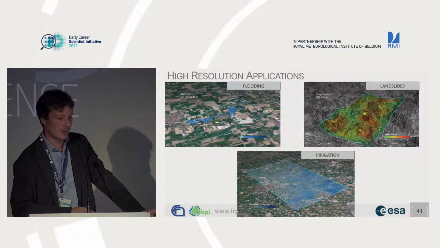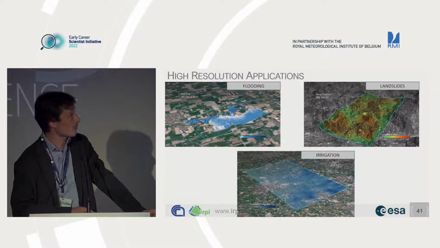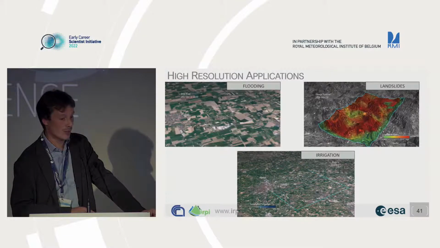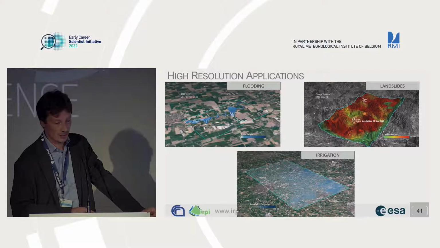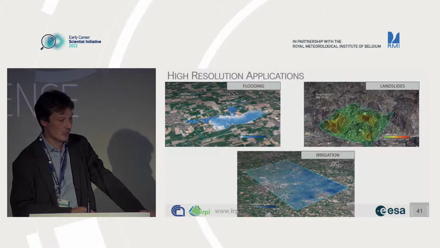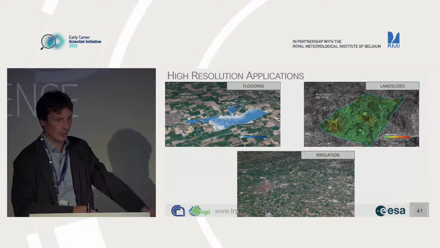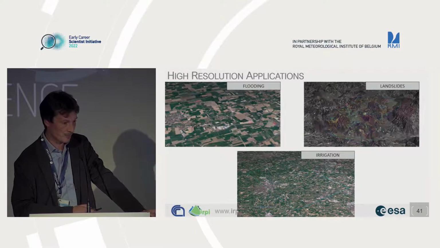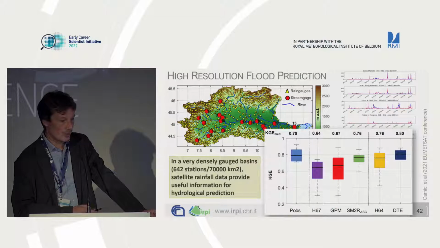On the top right, it's a green to red map showing the landslide risk over time, day by day, for a small area over the Po River Basin. In the bottom, it was the animation for the irrigation data for a small area, but now we have the irrigation data everywhere in the Po River Basin. And of course, we have used this product again for flood prediction.